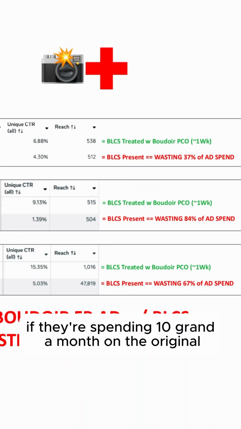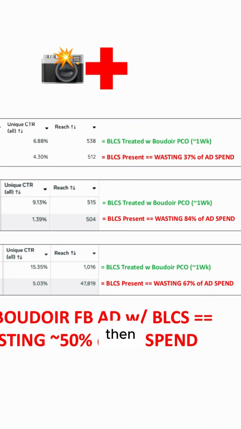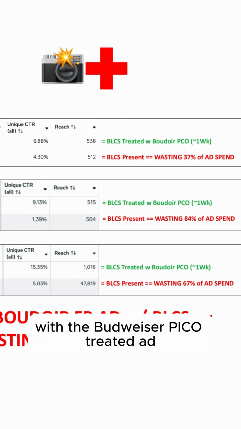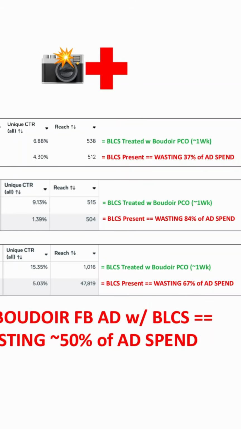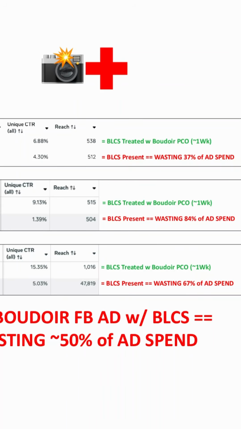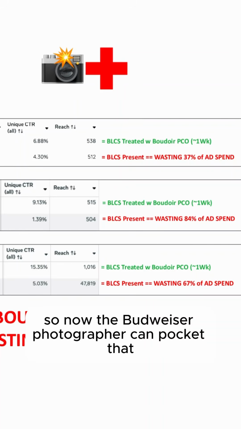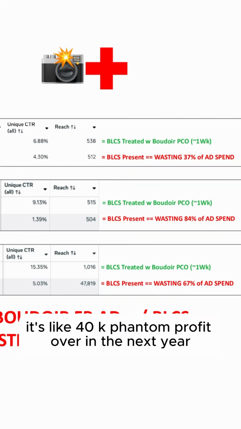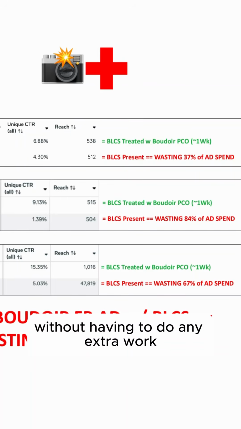So if they're spending 10 grand a month on the original, now they only need to spend $6,300 a month with the Boudoir Pico treated ad to actually get their ad into the same number of women's brains in both scenarios. So now the Boudoir photographer can pocket that $3,700 a month as kind of like a phantom profit. They don't have to spend it. It's like 40K phantom profit over the next year without having to do any extra work.